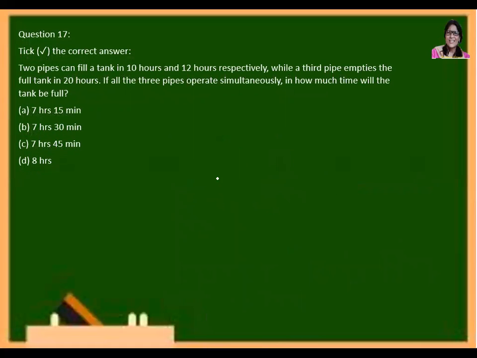Question number 17. Two pipes can fill a tank in 10 hours and 12 hours respectively, while a third pipe empties the full tank in 20 hours. So in a tank, these two pipes are filling the water and one pipe is taking out the water. So they are added, this will be subtracted. If all the three pipes operate simultaneously, in how much time will the tank be filled? 7 hours 15 minutes, 7 hours 30 minutes, 7 hours 45 minutes, 8 hours.